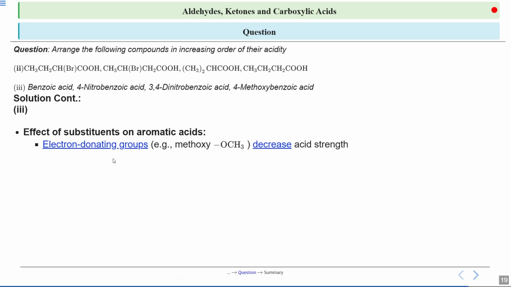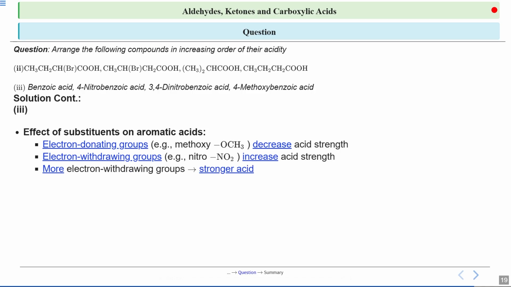Electron donating groups like methoxy, which is the OCH3 group, decrease the acidic strength. If I talk about electron donating groups, they destabilize the carboxylate ion and decrease the acidic strength. Whereas electron withdrawing groups like nitro groups increase the acidic strength because they stabilize the conjugate base. So more electron withdrawing groups means a stronger acid. If more than one electron withdrawing group is present, it will be a stronger acid.